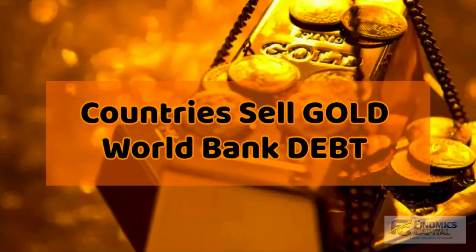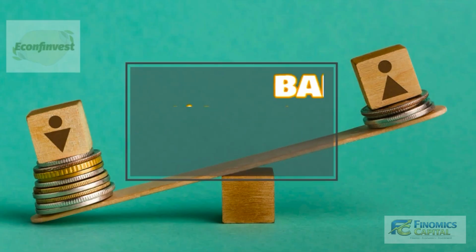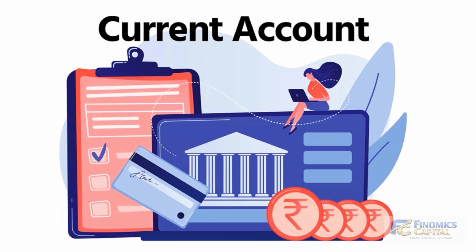Why do countries sell gold and why do they take loans from the World Bank? The reason is balance of payment deficit, from which the current account comes.